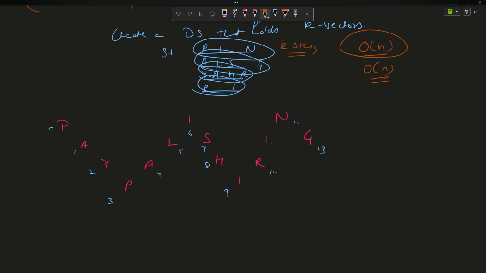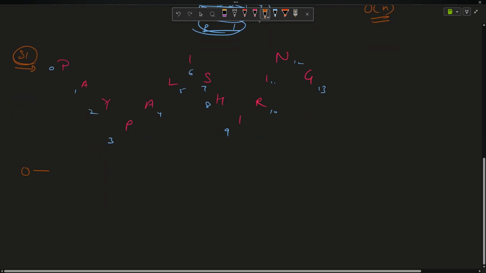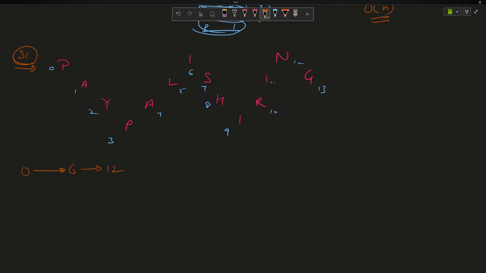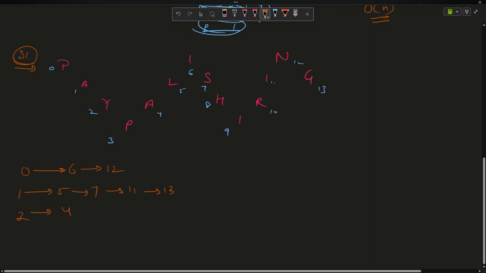Now let me clear out the first row. Let me have all the letters in the first row. See, this is actually a type of pattern question. I already discussed how to get all the patterns in the one shot video. You can visualize this as patterns. So what is happening here? In the first row, you can see there is a jump of 0, then I am getting 6, then I'm getting 12. In the second row, I'm getting 1 first, then 5, then 7, then 11, then 13. In the third row, I'm getting 2, then 4, then 8, then 10. In the last row, I'm getting 3, then 9. These are my rows.